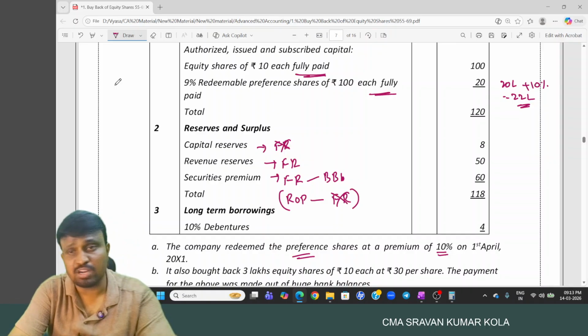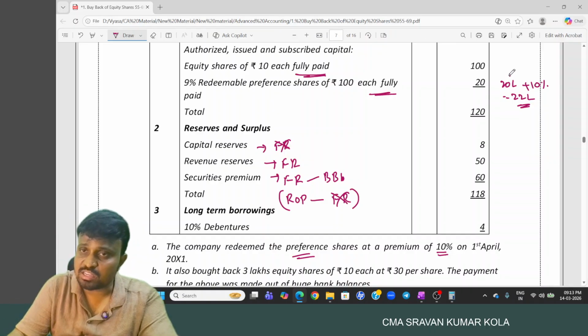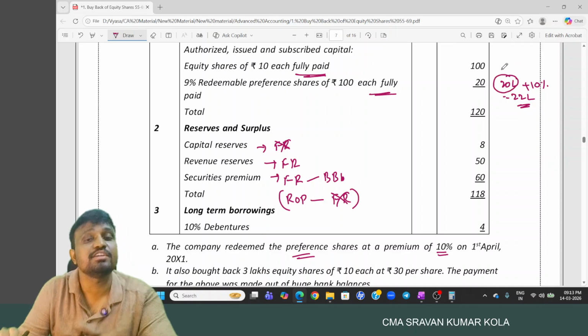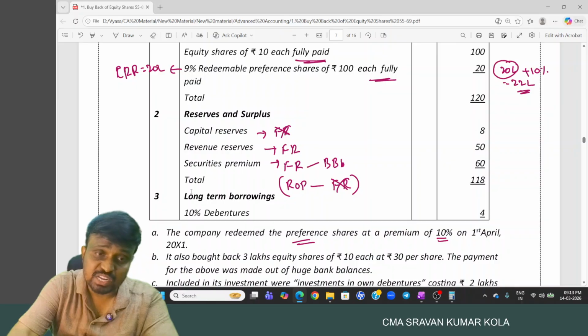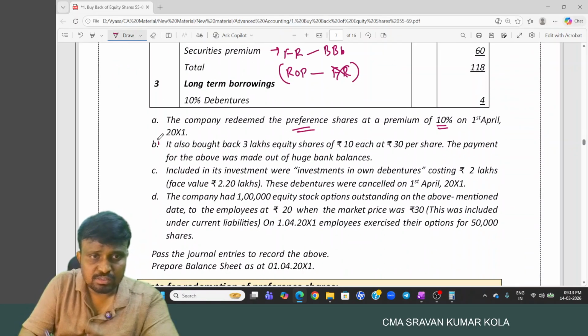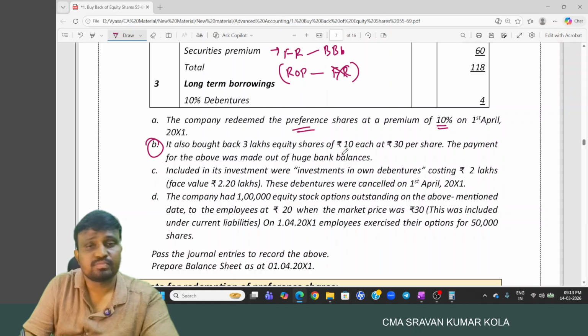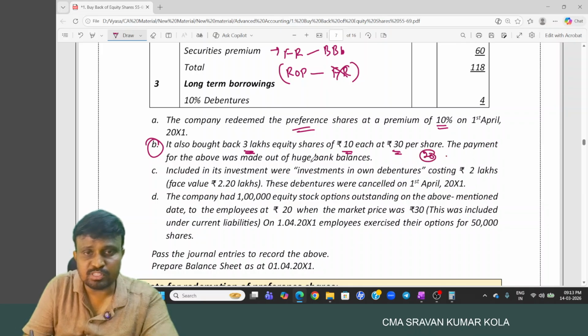And for creating the CRR, we have to write the entry. How much amount is required to create CRR? Here it is 20 lakhs. Okay, and the second one is for buyback. Here 3 lakh equity shares of 10 each are bought back at 30, with 20 rupees premium. And the payment for the above is made out of the bank balance, out of the free reserves.